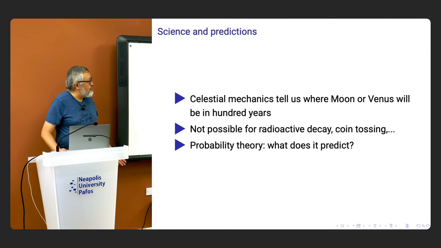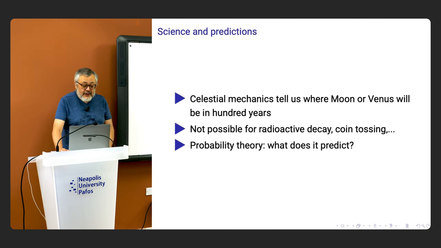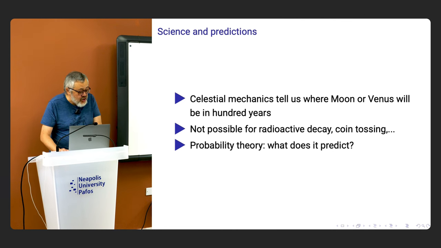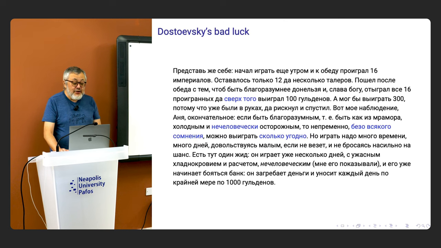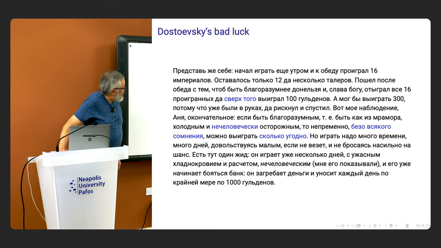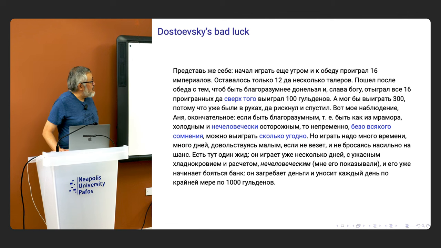So what are the predictions of probability theory? Probability theory is a mathematical theory, but it is also applied to real phenomena, and then we have some predictions. And the question is, how do we check these predictions? There is a story of games. The first reason to study probability theory was the games of chance.